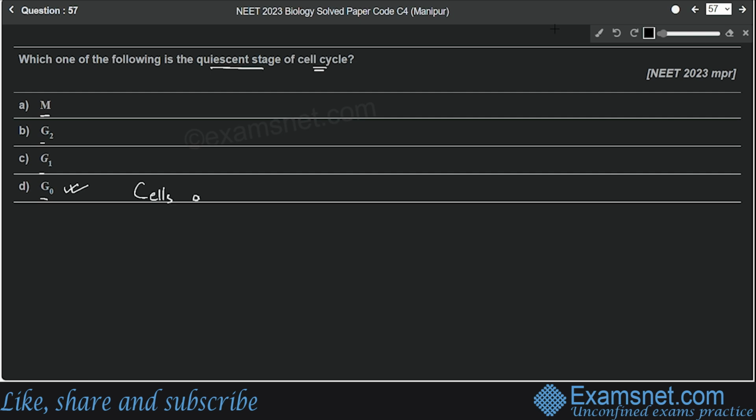Cells are in a state of dormancy or quiescence. Therefore, it is known as the quiescent stage. Okay, option D will be the correct answer.